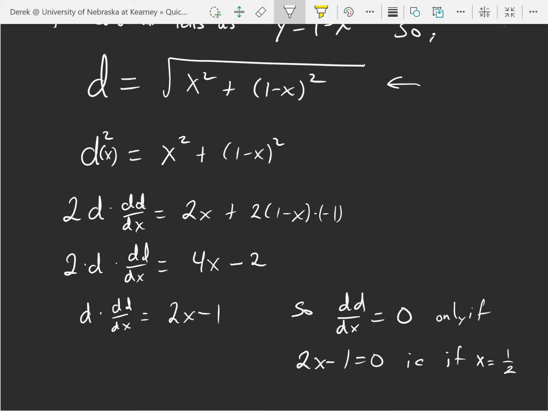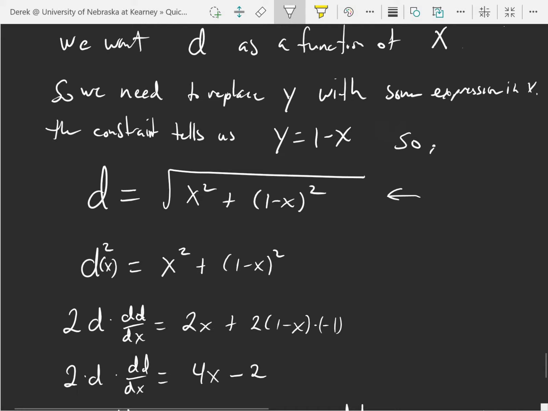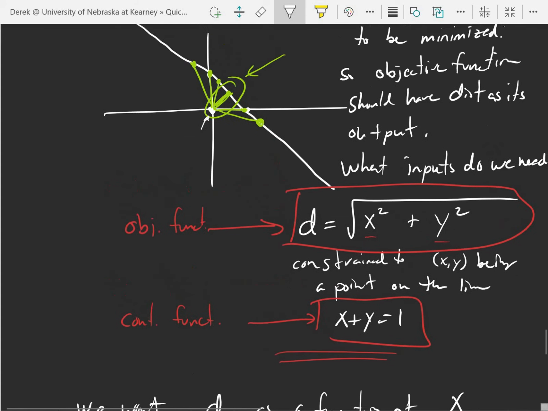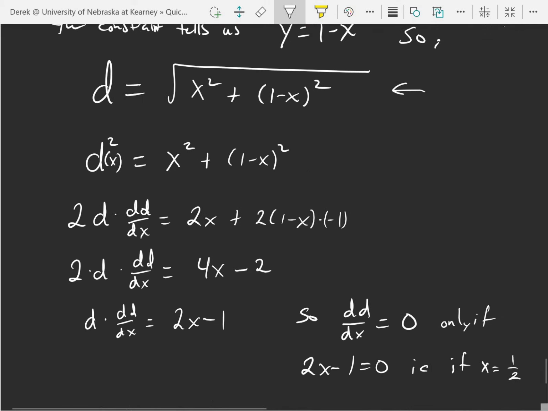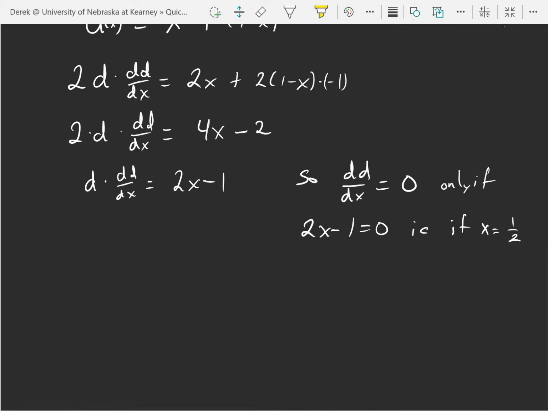Okay, so is that going to be a minimum or a maximum? Well, I could use a second derivative test, or I could just look at my picture and, well, it's obviously going to be the minimum. We can kind of tell that, and this is going to be y is equal to also 1/2, since 1 is equal to x plus y.